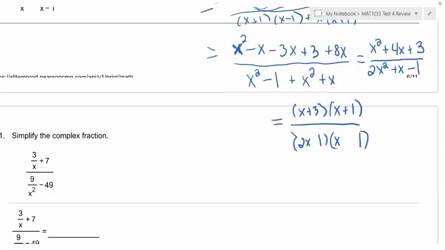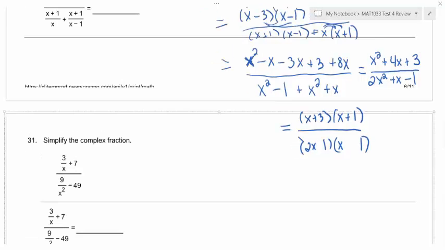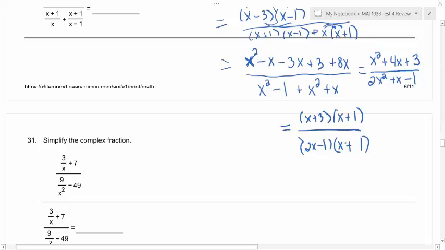Is it 2x minus 1, and then x plus 1? X squared plus 2x minus x. Yep, very good. So does anything cancel out? Yeah, the x plus 1. Okay, so now we have x plus 3 over 2x minus 1. Can we simplify that further? Nope. No, so that is our answer. Very good.